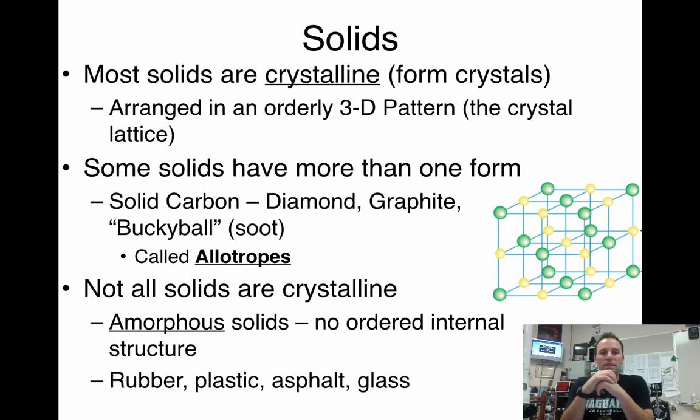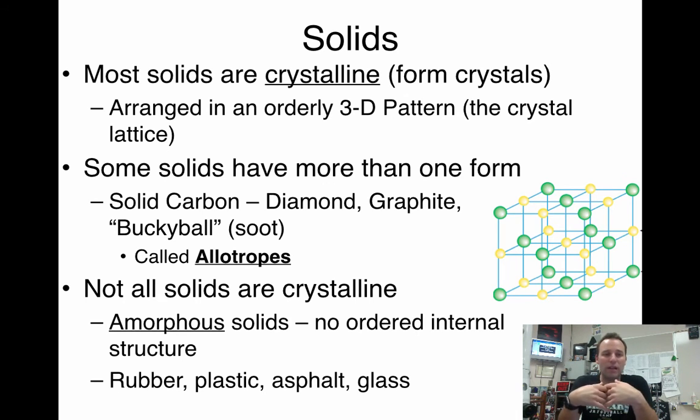Like we said, most solids form crystals or are crystalline, like salt, sodium chloride. It's a very organized fashion. But some solids have more than one form. It's not necessarily one particular crystal. We're going to do a lab using some sulfur and take a look at 3 different allotropes. That's when a solid has more than one form. An allotrope basically is different organizations of the atoms, but it's the same substance.